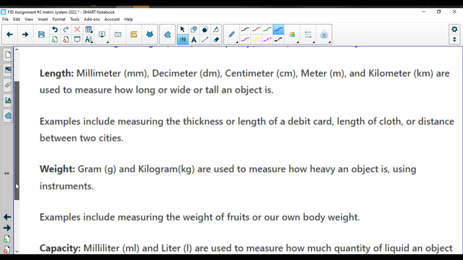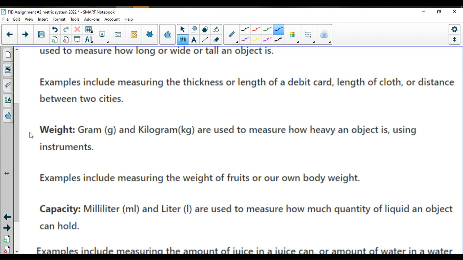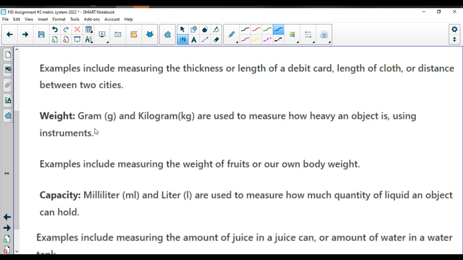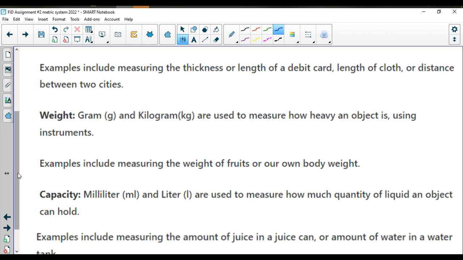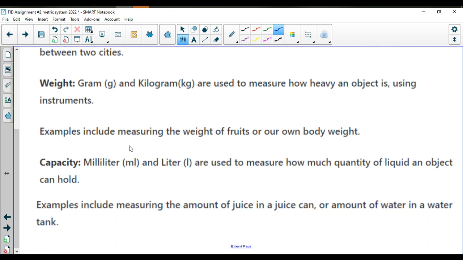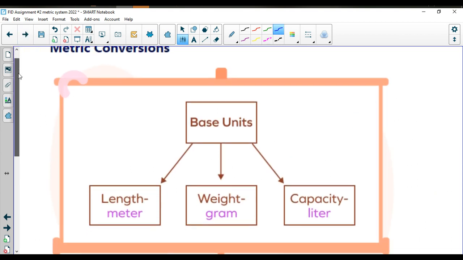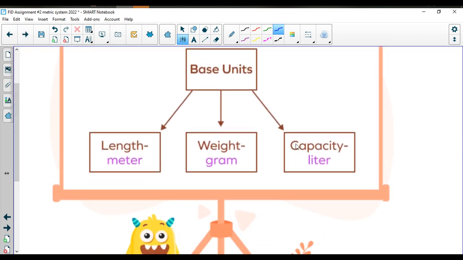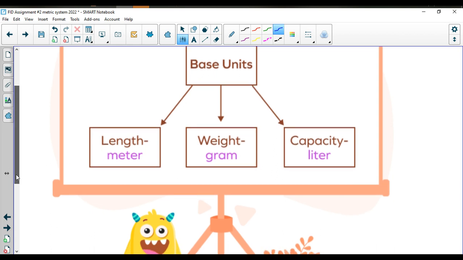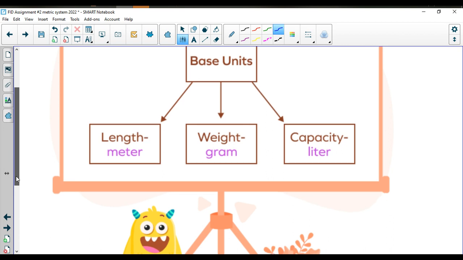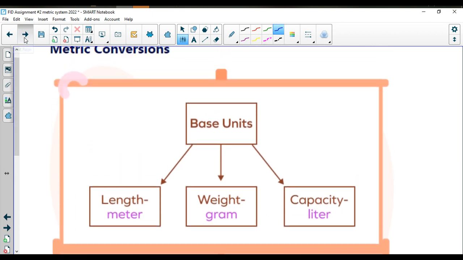When we talk about weight, our base unit is going to be the gram. We also see grams, kilograms, centigrams, and we can measure different weights. Capacity, your most common ones are going to be milliliter and liter, but we do have all the other ones with all the other prefixes as well. So metric conversions, our 3 base units are going to be meter, gram, and liter based on the different things that you are measuring. So length, you're going to measure with meter, weight, you're going to measure with a gram, and capacity, you're going to measure with liters.